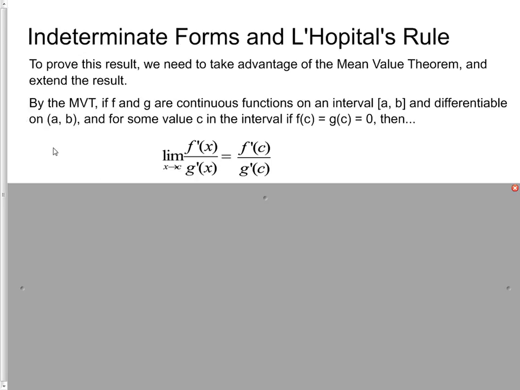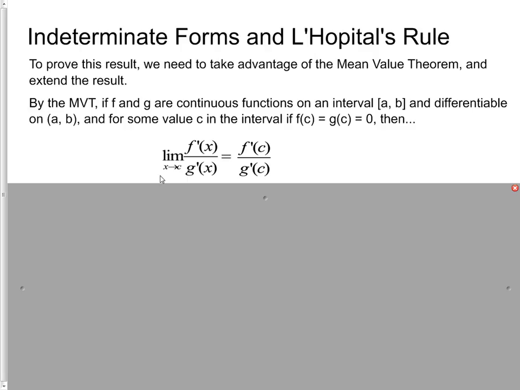Well, to prove the result, let's remember the mean value theorem. In the mean value theorem, we said that if f and g are continuous functions on a closed interval from a to b, and differentiable on an open interval from a to b, and there's some value c where f of c and g of c equal 0, let's see what happens.